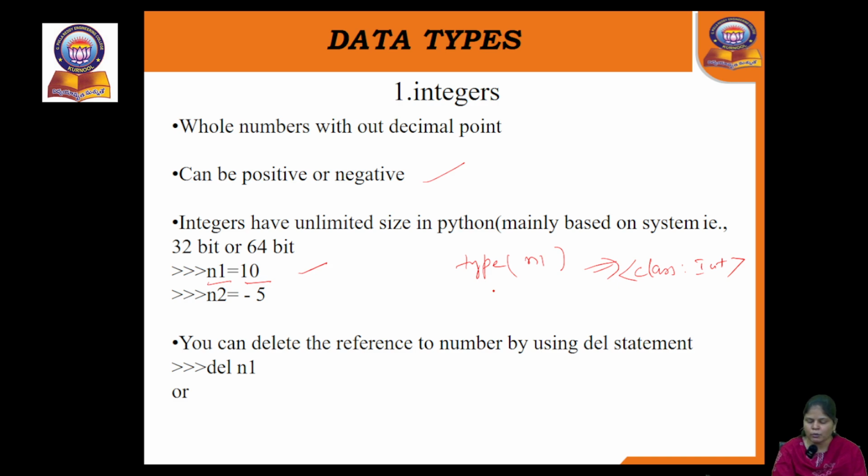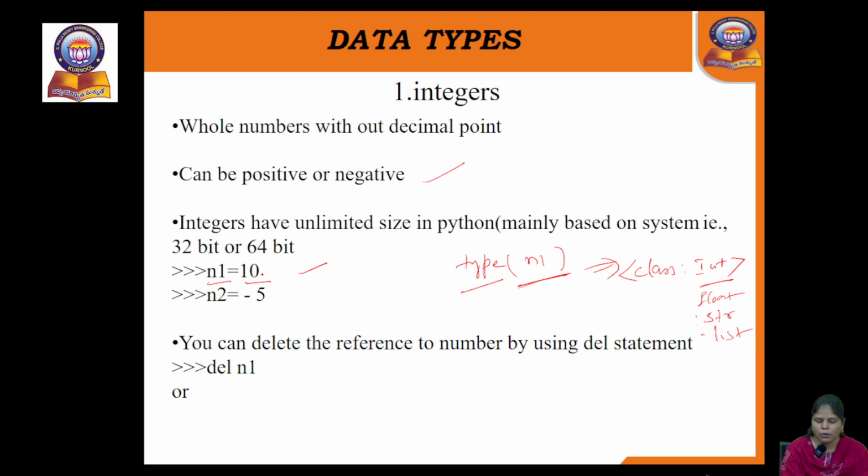Whenever you want to know the data type of any variable, just use the function type and give that particular variable name. It gives the output as class colon and whatever the data type. If it is an integer, it mentions int. If it is a float, it gives class float. If it is a string, it gives class str. If it is a list, it gives class list, like that. So based upon the value you are storing in a variable, the data type will be fixed.